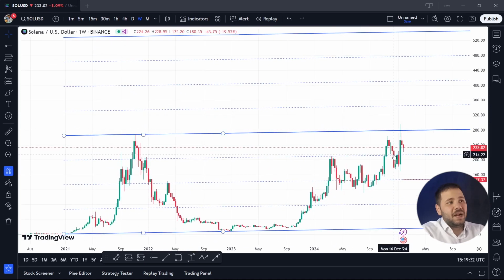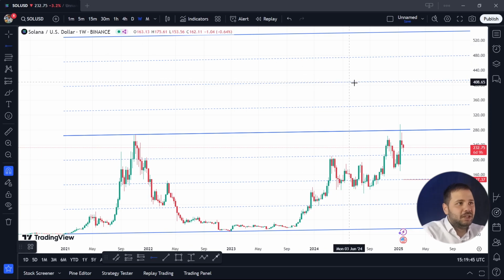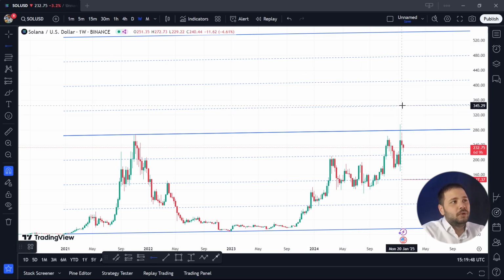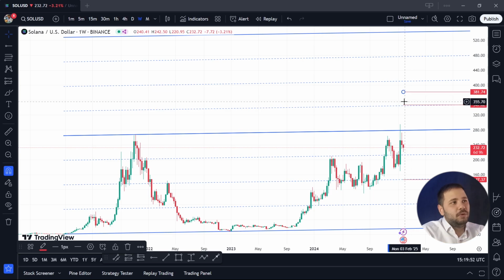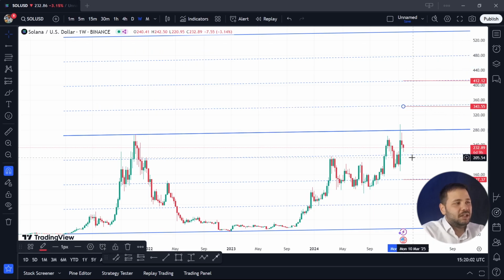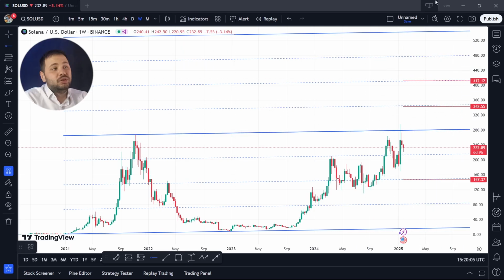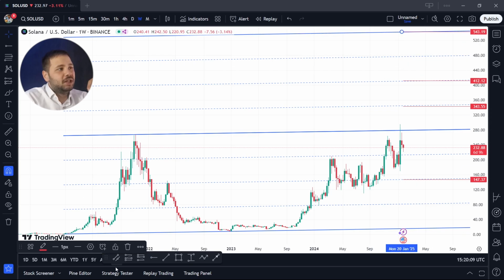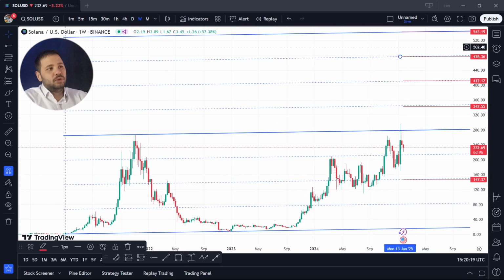We can define a new upward channel above the current one. If this happens, the minimum target for Solana could be around $314, with the midline of the next channel near $400. Looking at these numbers, the next key resistance levels could be $314, $418, and then $520. However, if Solana fails to break the upper boundary, it may move back down within the channel.